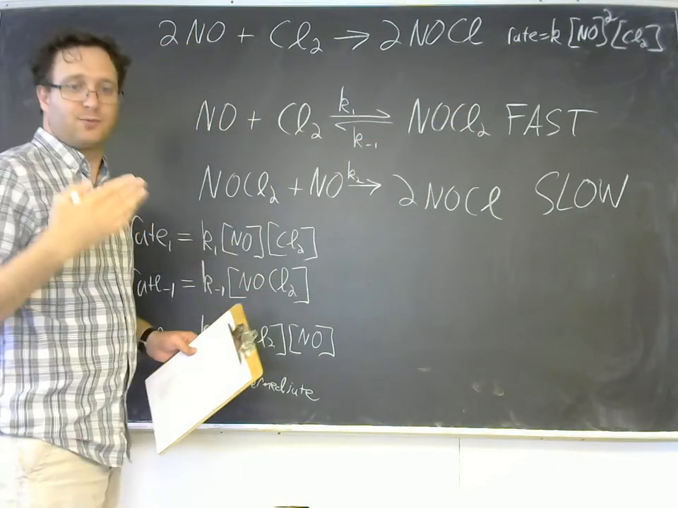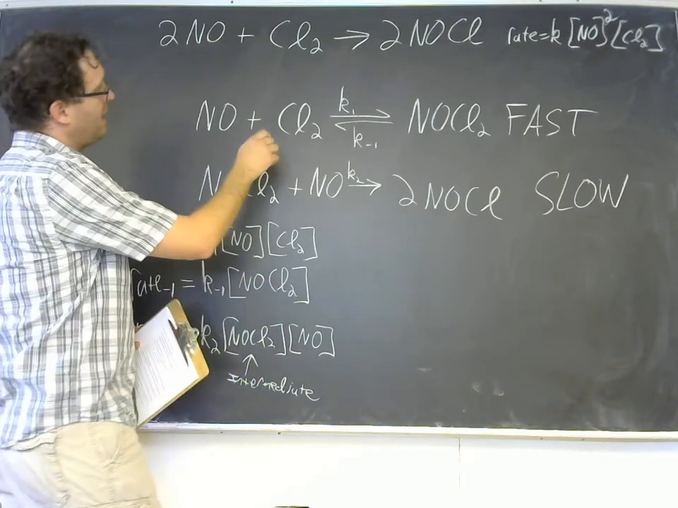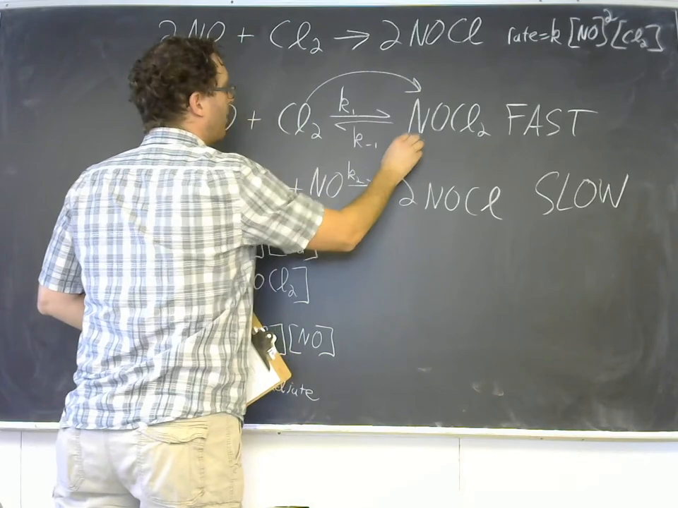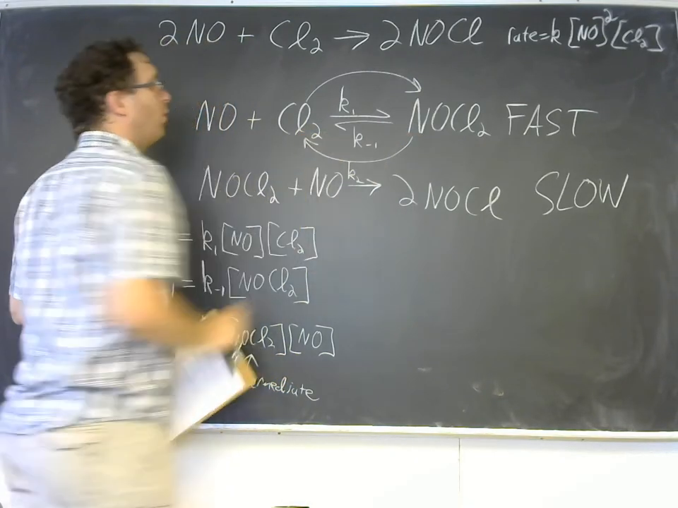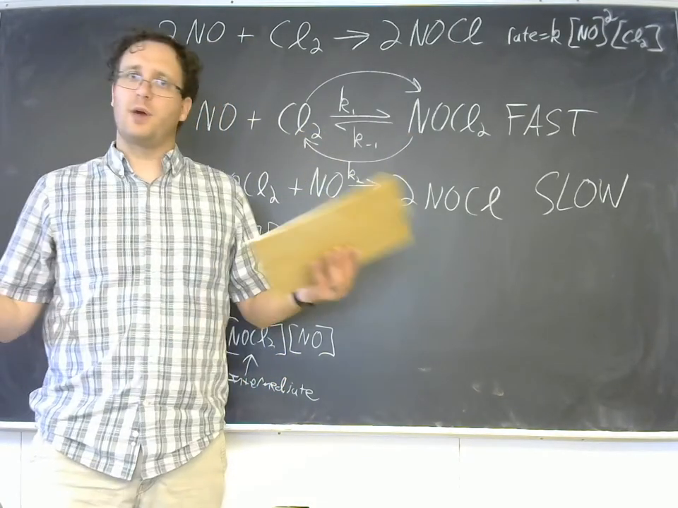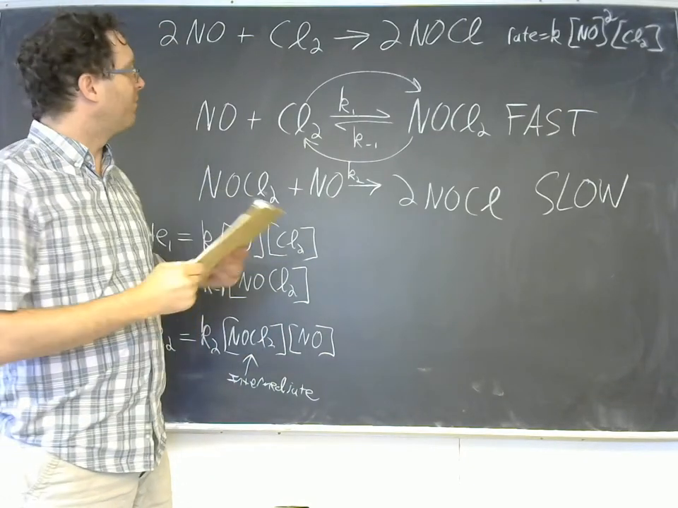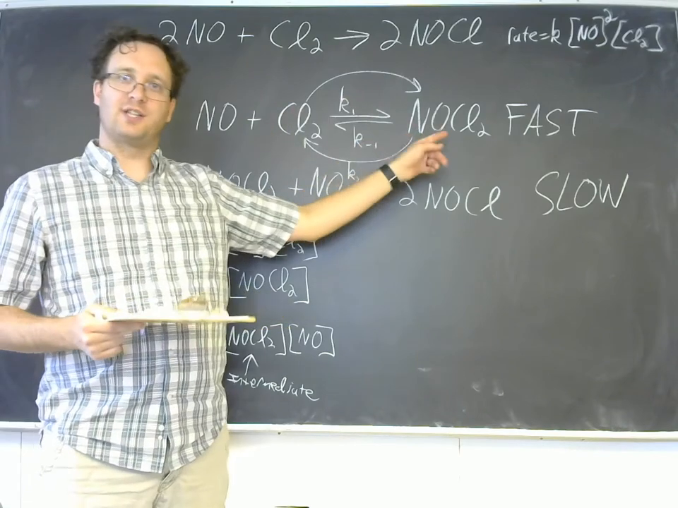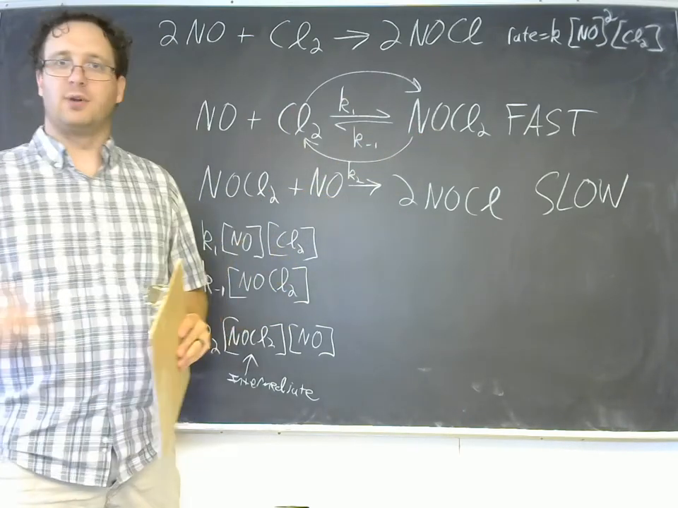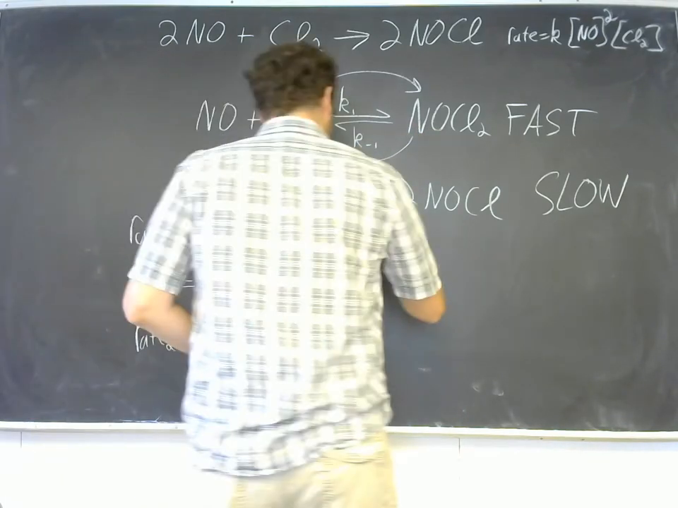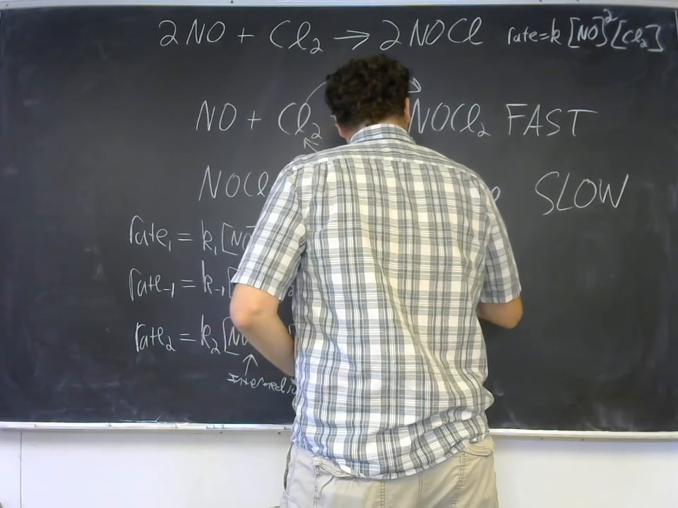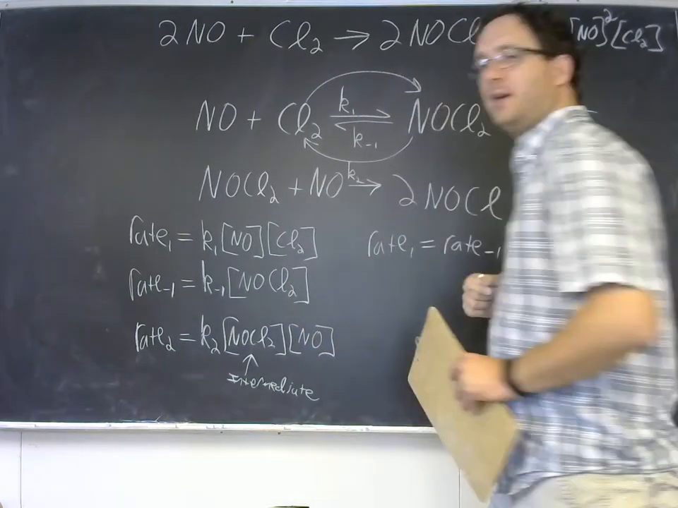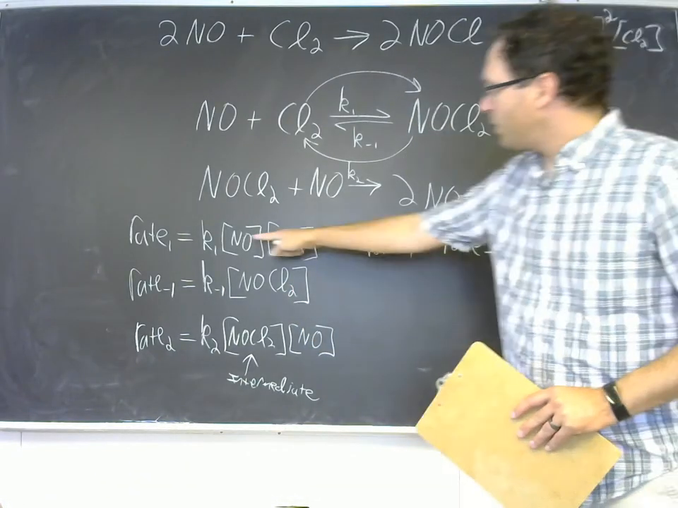If it reaches equilibrium, then the rate going in this direction and the rate going in this direction will be equal to each other. That's what equilibrium means: there's not going to be any more changes in the concentrations because they've established that equilibrium. And so that means that rate 1 is equal to rate -1.